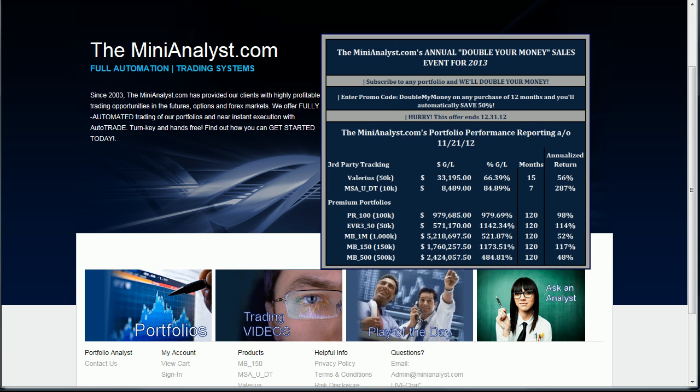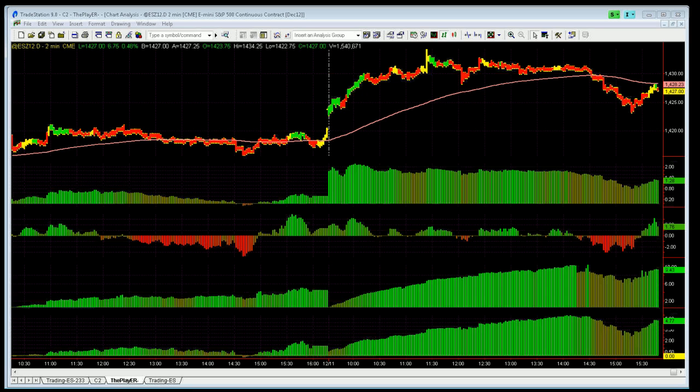The first thing we're going to look at here is a chart of the market. This is the mini S&P 500 futures contract, front month in nature, looking at the last print of 1427 on this, the 11th day of December 2012. Got a lot to cover today.